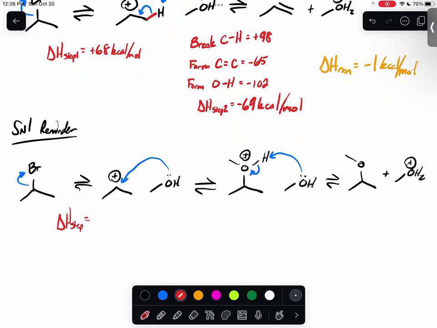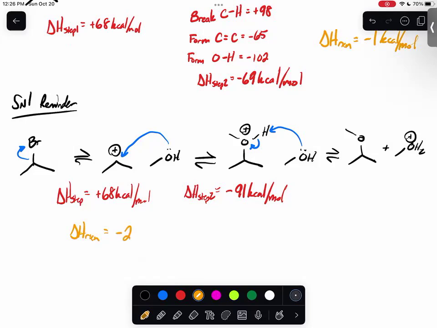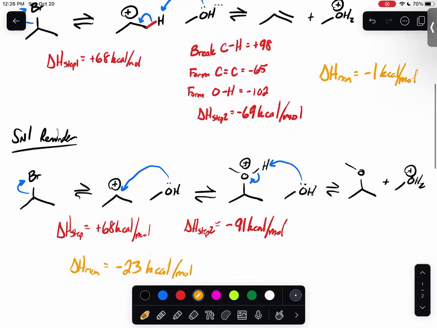All right. What this ended up giving us was step one's delta H was plus 68 kcals per mole. And then the delta H of step two was the formation of that oxygen carbon bond, negative 91 kcals per mole, to where our overall delta H of reaction, because remember the last step is zero, was negative 23 kcals per mole. So looking at this, you may say to yourself, okay, based on what I see here, if the delta H of the bottom reaction is so much more favorable, why wouldn't the top reaction ever occur?